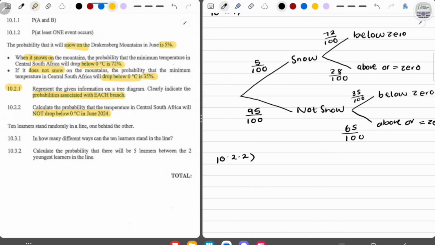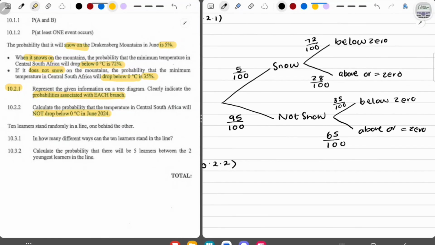So we need to take everything that does not have below 0, everything that does not include the temperature dropping below 0. So here it drops below 0. We cannot take that one. Here it is above or equal to 0. We need to take the case where it is not below 0. So we're going to have to take this, and we're also going to have to take this one because this one is also not below 0.